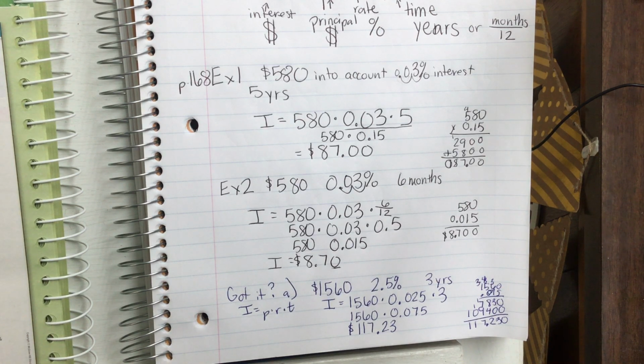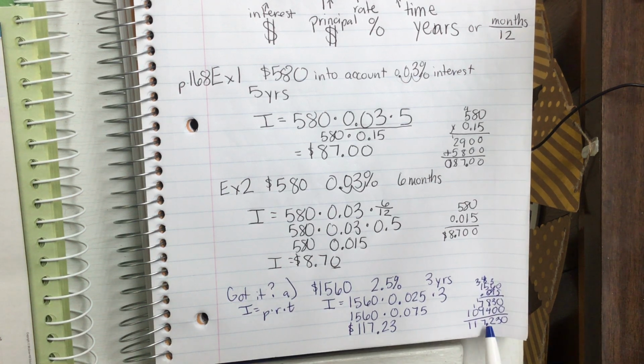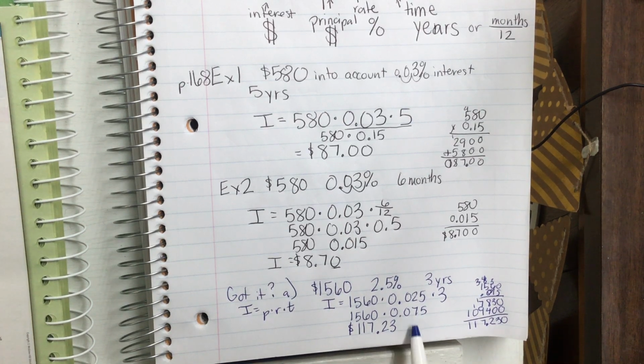All right, for problem A, you should come out with $117.23. My multiplication's a little messy, but you can try to check your work off of that if you have an error. You should start off with $1,560 times 0.025, remember Dr. Pepper, times 3 years. Multiply that first, and then I multiplied my money and my percent times years.